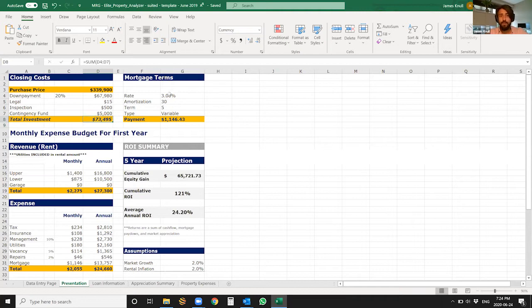Next, we've got our mortgage terms. So we've got our rate, amortization, term, and then the type. Are we looking at a variable or a fixed? And we've got our payment right here.